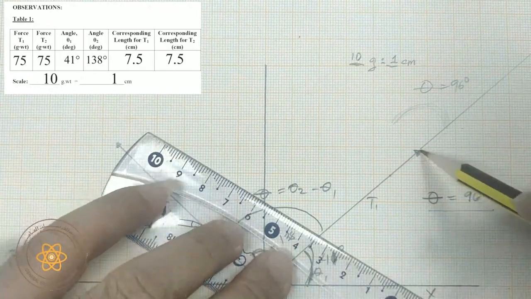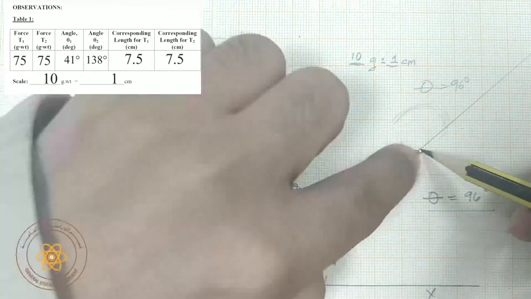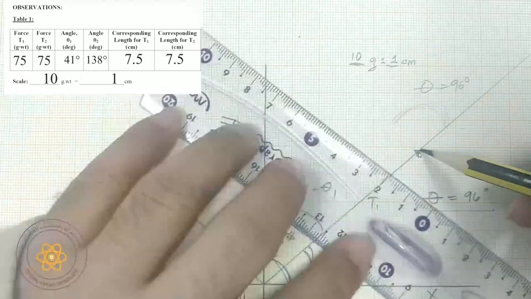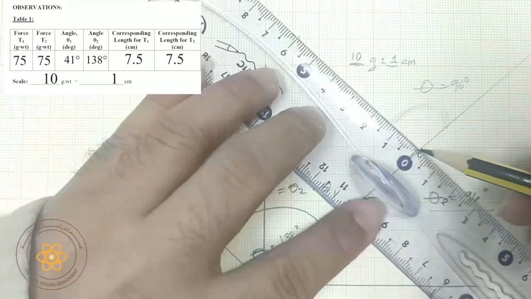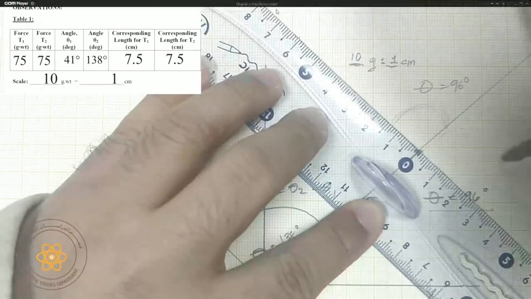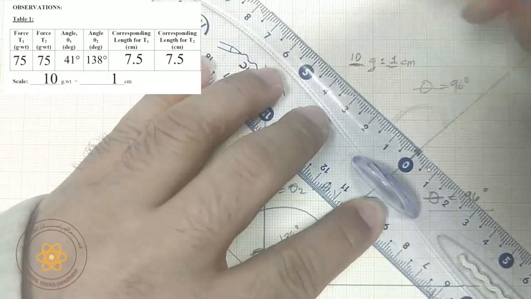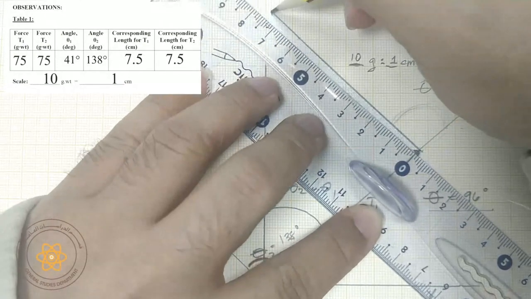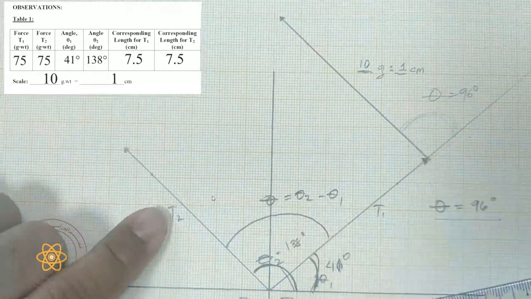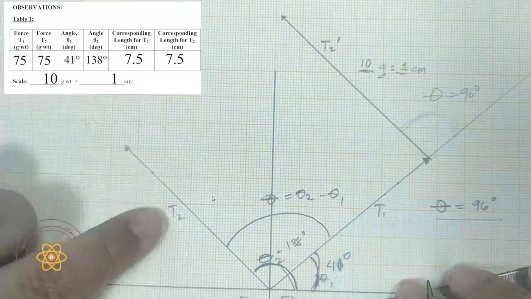From that point, the end of T1, we will do what we call head to tail method. So the head of T1 will be attached to the tail of T2. That will be the measurement of your T2 from 0 centimeters up to the 96 degrees here, going to a length of 7.5 centimeters. Why 7.5? Because that's the length of T2. So which line is this now? This is now T2 prime, the reflection of T2.